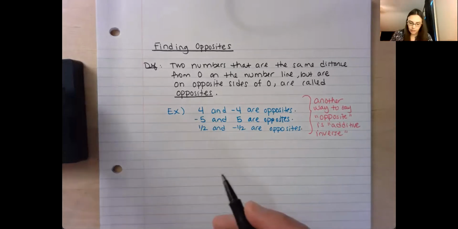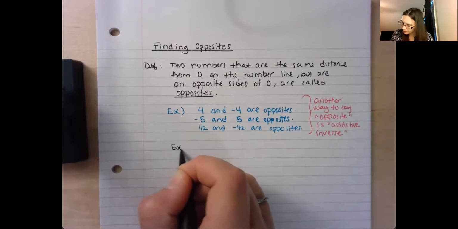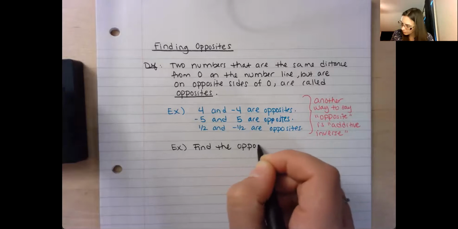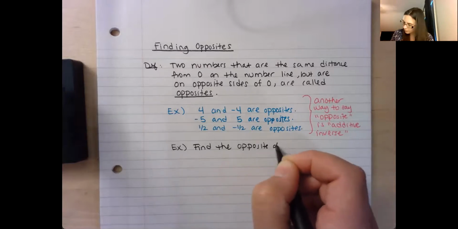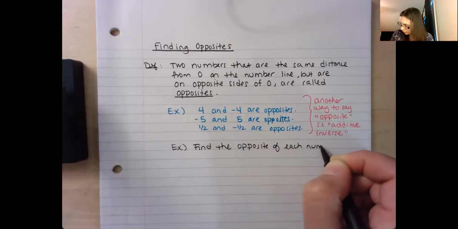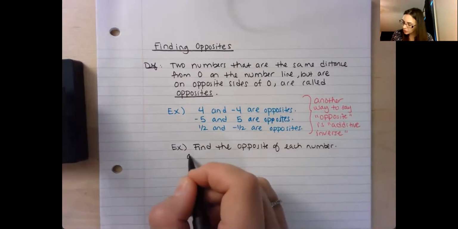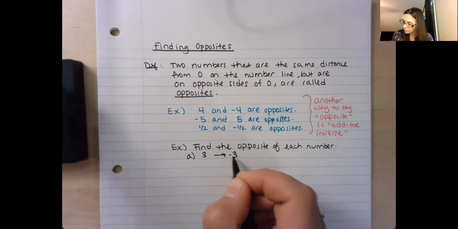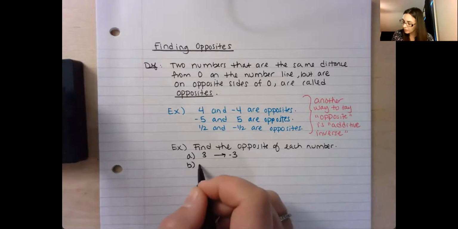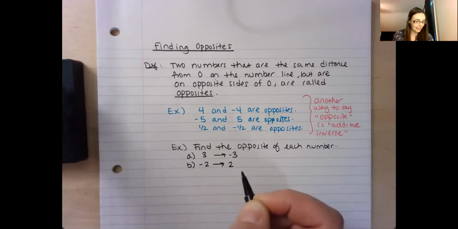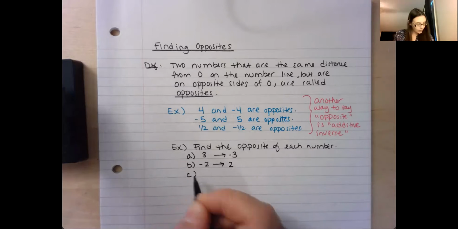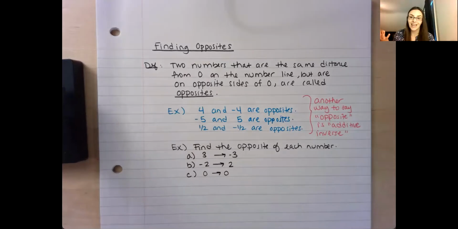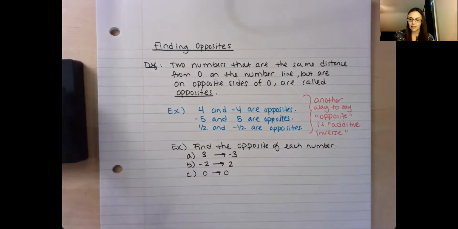Okay, so let's do another example. Find the opposite of each number. Let's say I give you the number 3. Well, the opposite would just be -3. Or if I gave you -2, the opposite would be +2. If I gave you 0, the opposite of 0 is actually just 0 because there's no sign there. It doesn't switch signs. So you could leave it as 0.